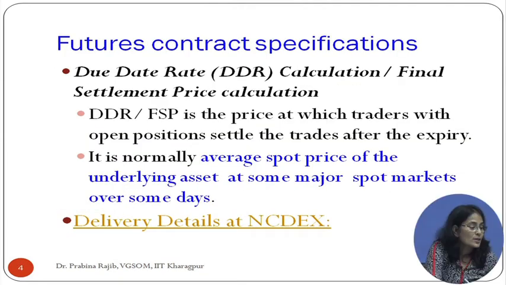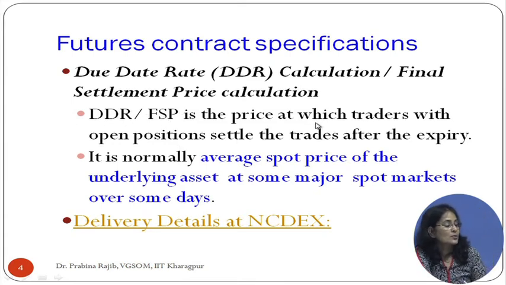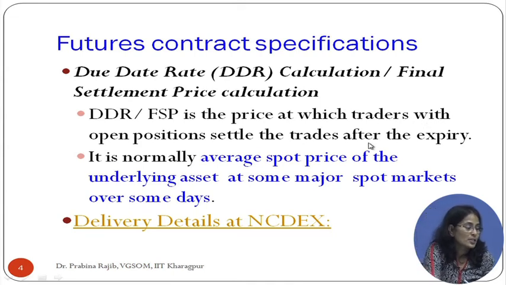I have also mentioned how the due date rate is calculated. Due date rate calculation or final settlement price, DDR or FSP, is the price at which traders with open positions settle the trades after the expiry. It is normally the average spot price of the underlying asset at some major spot markets over some days, and each exchange very categorically mentions how they will calculate the due date rate or final settlement price.